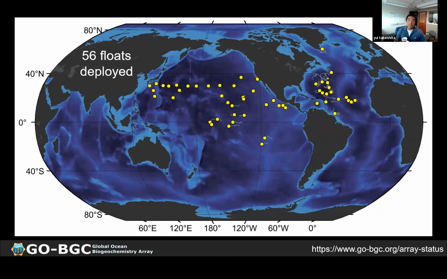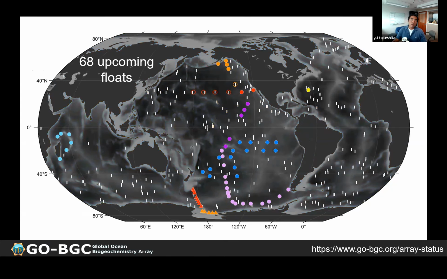GO-BGC is in its second year now, and we currently have deployed 56 floats. All of these yellow dots are locations where we have deployed floats over the past year. This map can be found on our website, gobgc.org/array status. In addition to these 56 floats, we have about 68 upcoming floats that are built, ready, and scheduled to be deployed over the next 6 months.